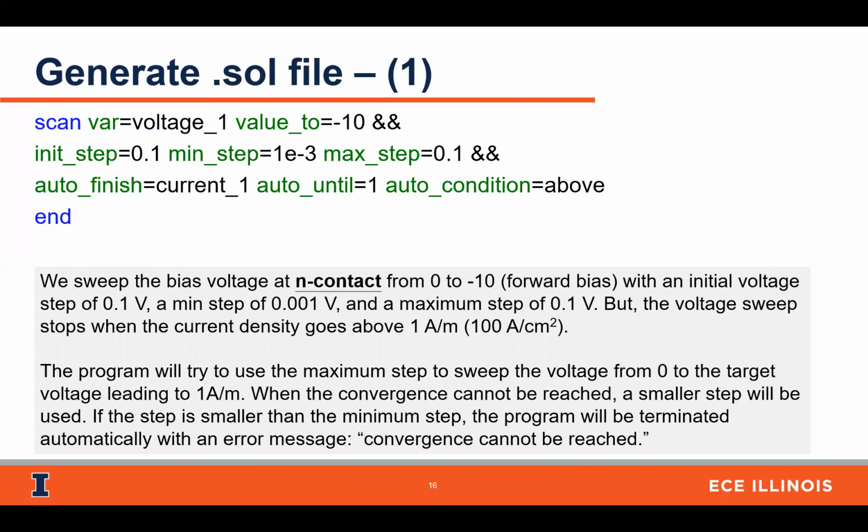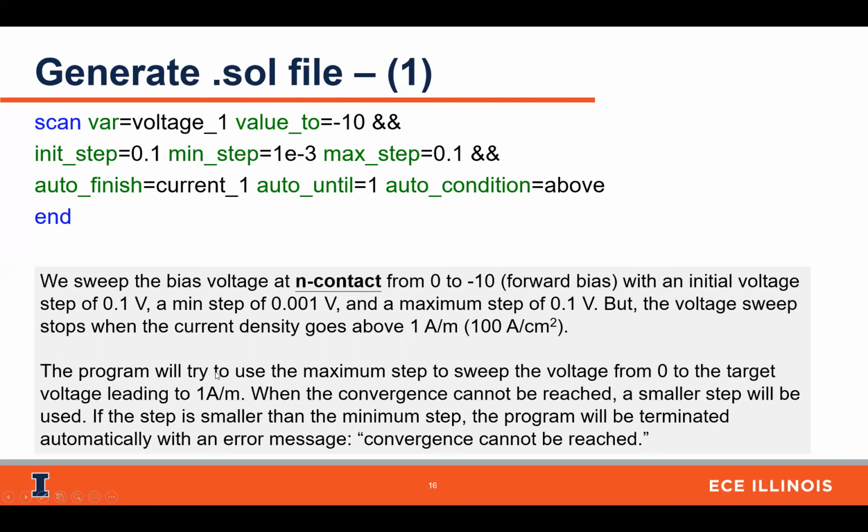So here, I think I also covered this before, because we switch the bias voltage at N contact. So it has to go from 0 to -10, meaning forward bias, with the initial voltage of 0.1 volts, a minimum step of 0.01 volts, and a maximum step of 0.1. But the voltage sweep stops when the current density goes above 1 amp per meter, which is equivalent to 100 amp per square centimeter, given our contact length.